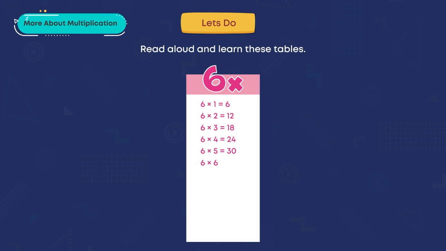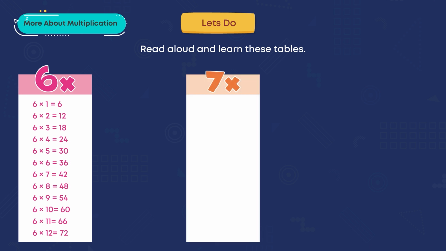6 times 6 equals 36. 6 times 7 equals 42. 6 times 8 equals 48. 6 times 9 equals 54. 6 times 10 equals 60. 6 times 11 equals 66. 6 times 12 equals 72.